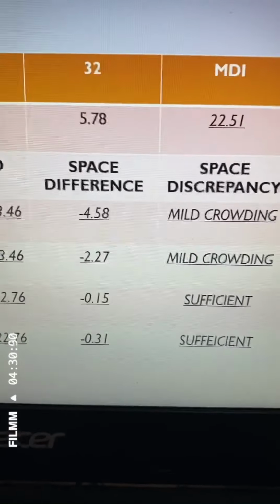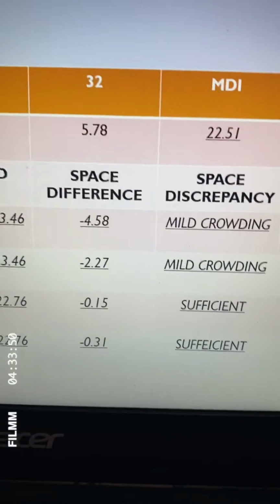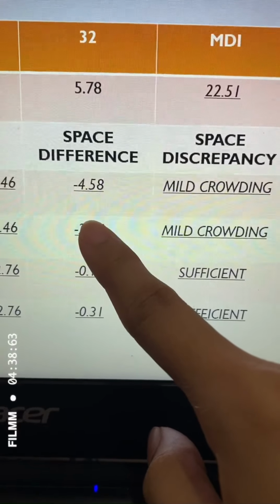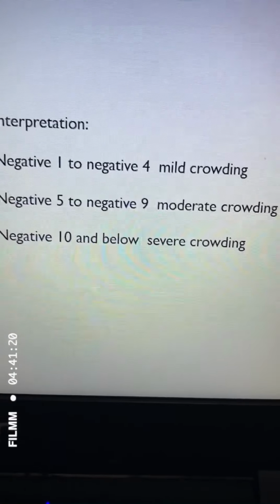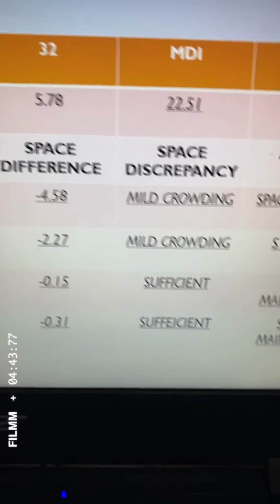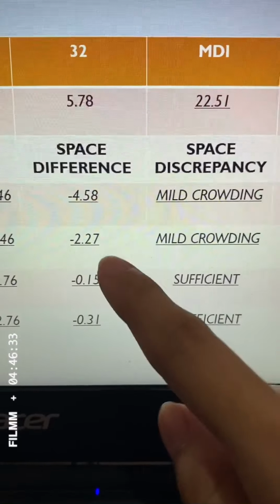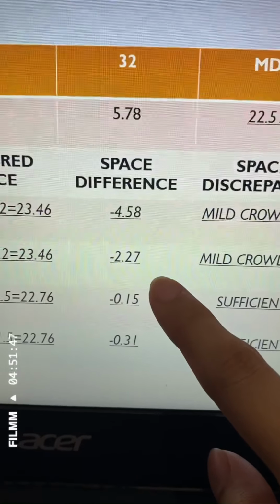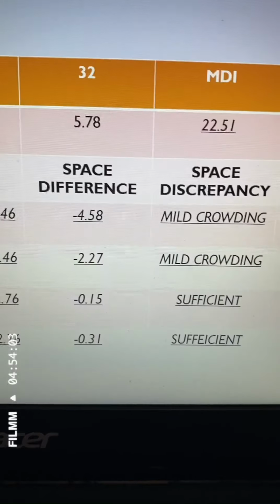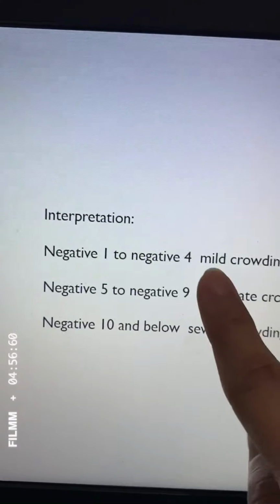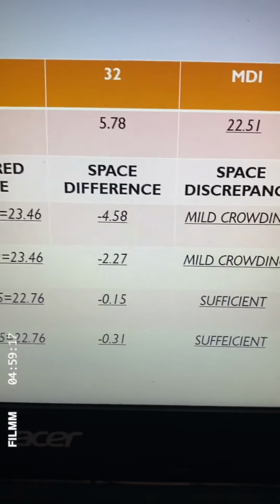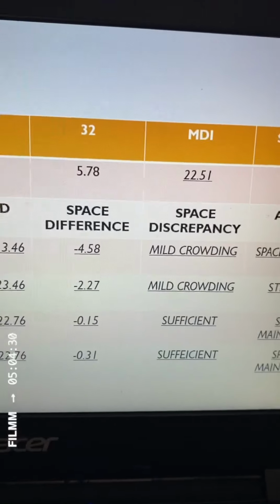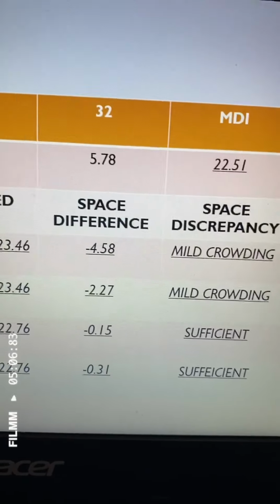Okay, now let's go to the space discrepancy. The space discrepancy will be based on the answer in the space difference. If it is -4.58, as I've said earlier, -1 to -4, it represents mild crowding. Same as the space difference in quadrant 2, which is -2.27, it also represents mild crowding, -1 to -4. Next, quadrant 3, negative 0.15, and quadrant 4, negative 0.31, in which it represents that the space is sufficient.